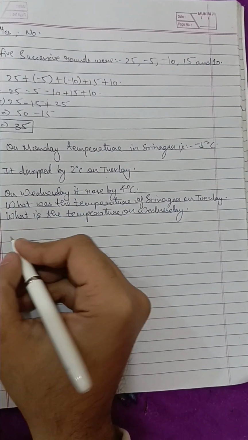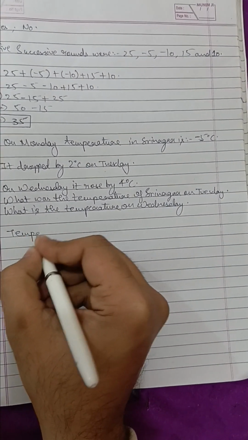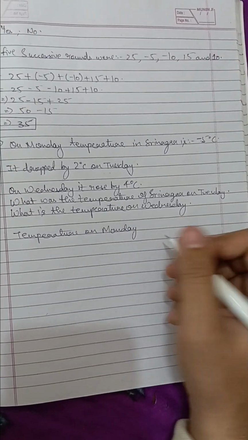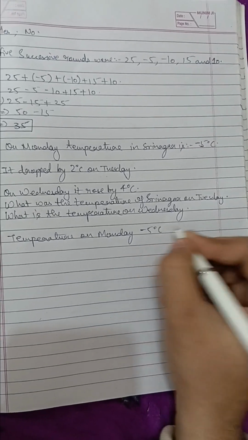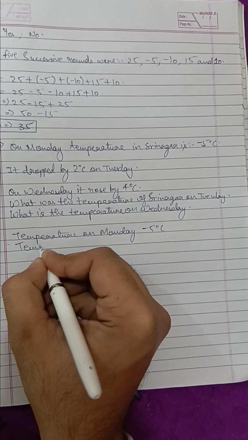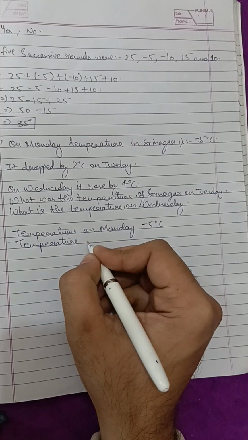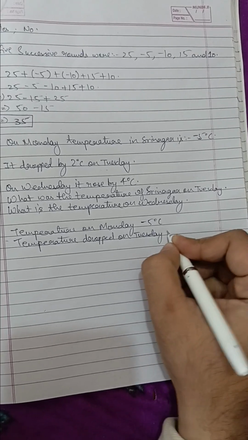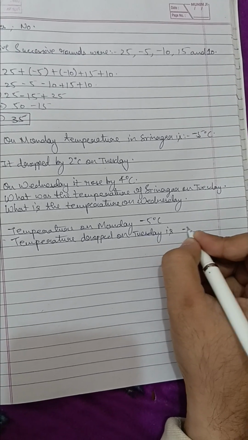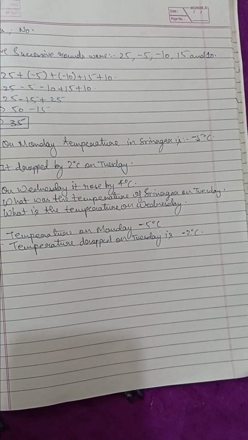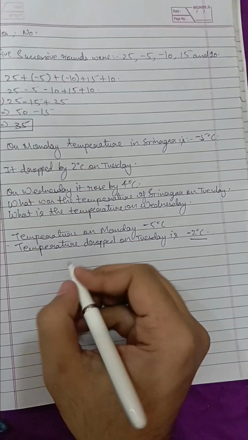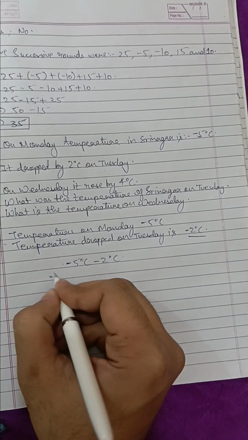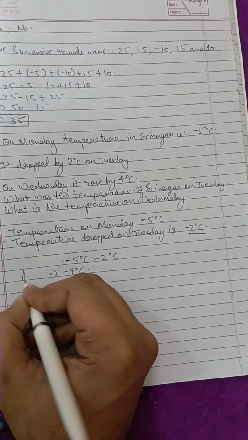See, temperature on Monday, minus 5 degrees Celsius. Temperature dropped, focus on this word, dropped on Tuesday is minus 2 degrees Celsius, as it is dropped and we have to make the equation. That's why we will write minus 2 degrees Celsius. Minus 2 degrees Celsius, minus 5 degrees Celsius, and minus 2 degrees Celsius gives us minus 7 degrees Celsius. The answer.